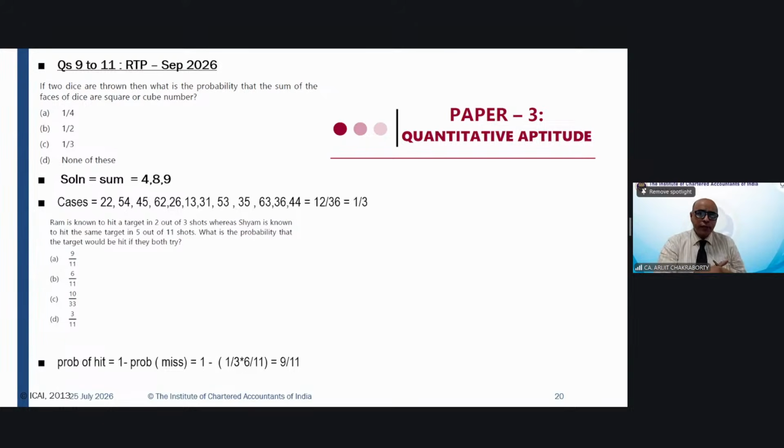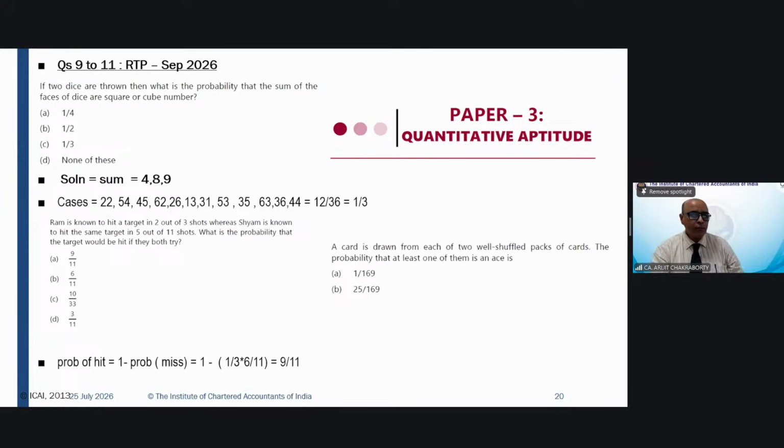So the complementary event of this is what? That means the target is hit. It could be hit by either of them. So 1 minus 2 by 11 gives you 9 by 11, which is the required probability in this particular case.